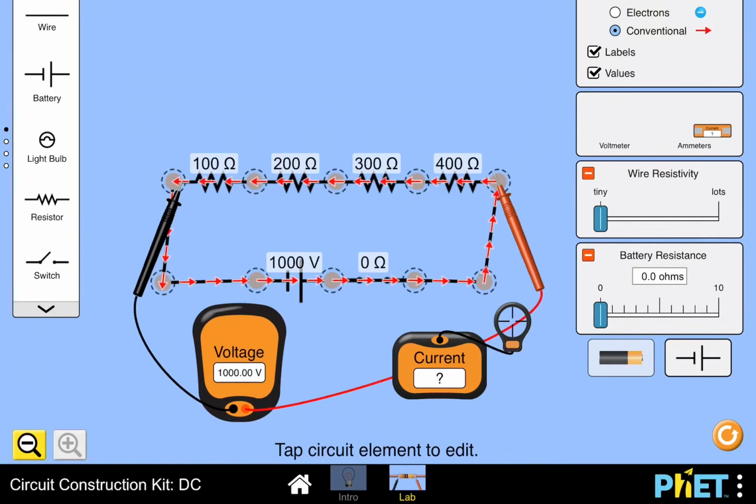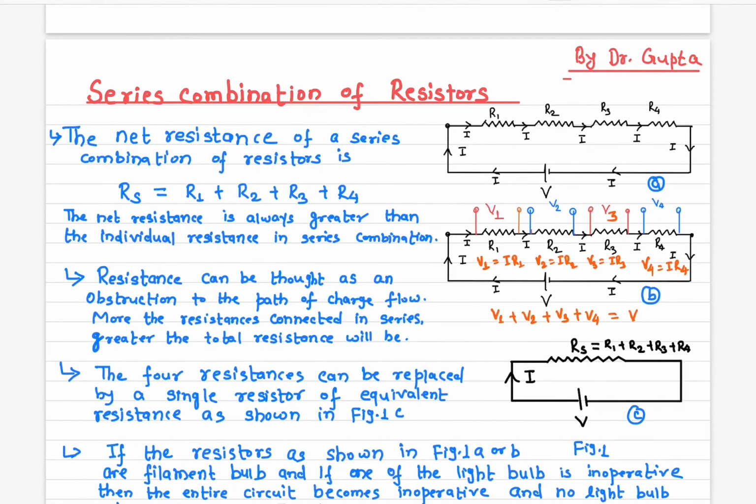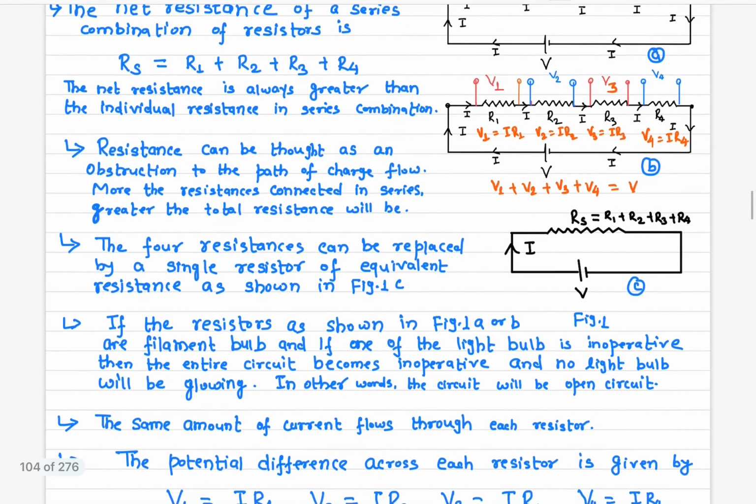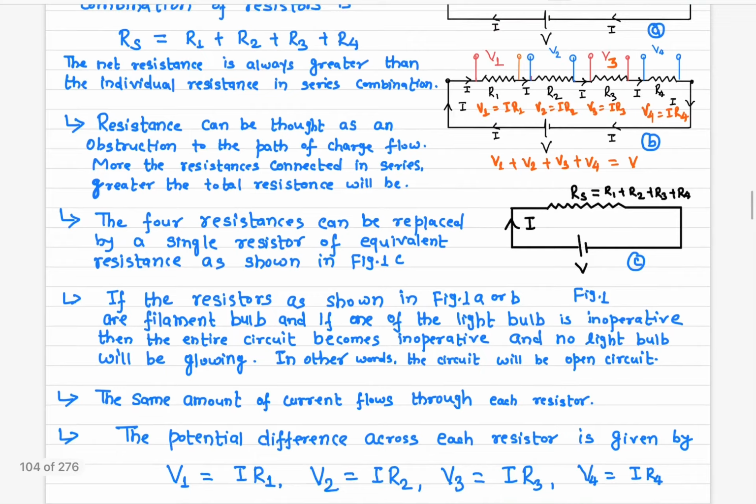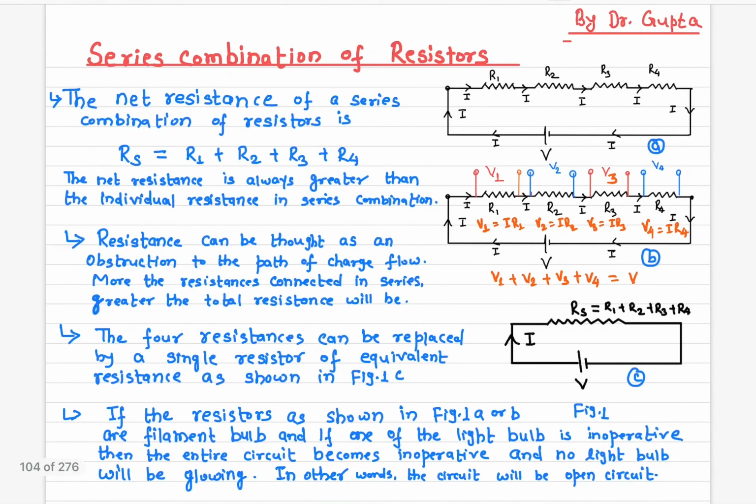Using this simulation, you should be able to measure the current, you should be able to measure the potential difference, and then again you can use this simulation to calculate the current flowing. But what I would like you to do is that you should be able to calculate by yourself using this formula, on your own. And you can use the simulation to verify your mathematical answer. So this is it for the series combination of resistors.